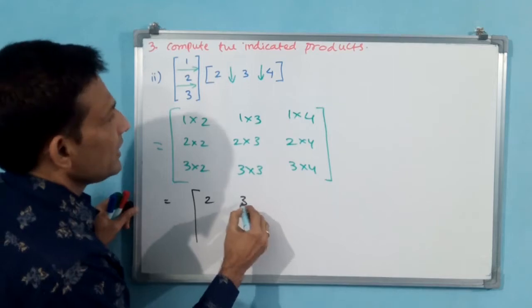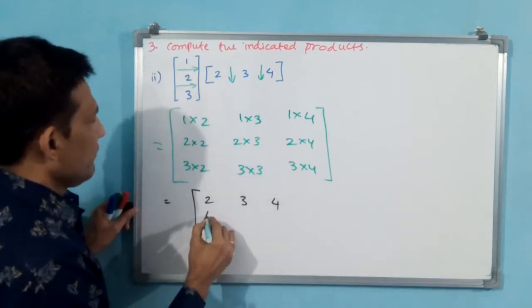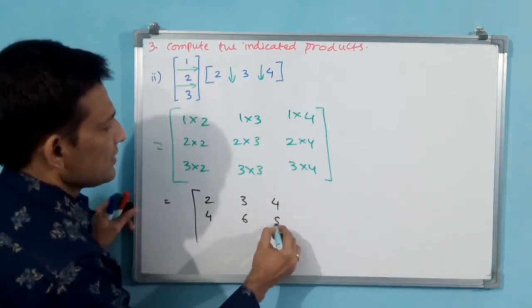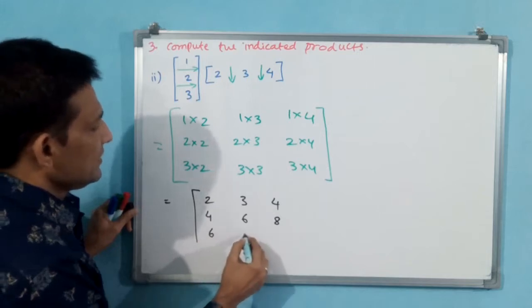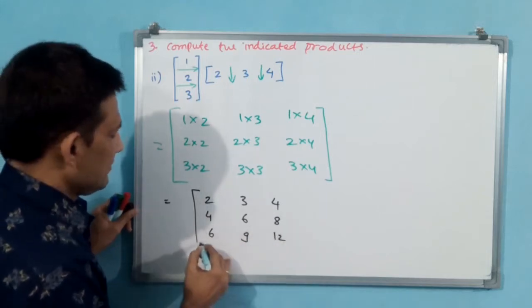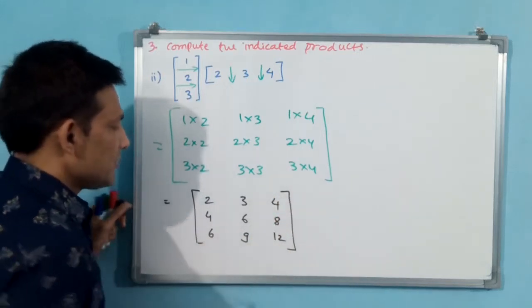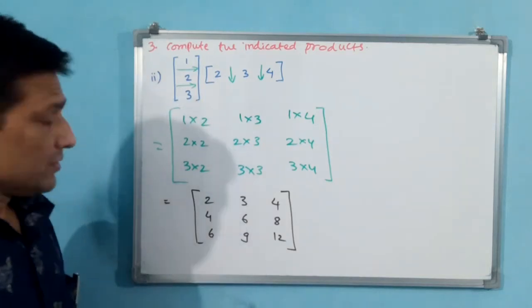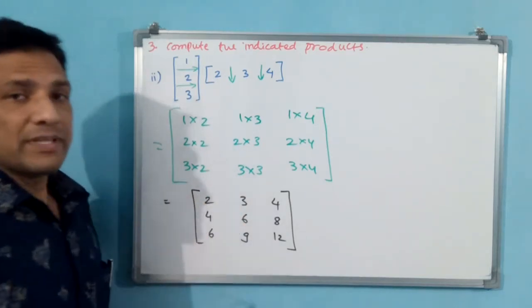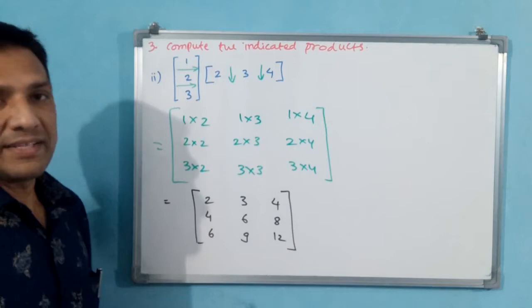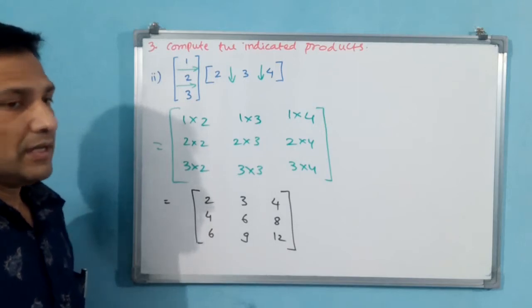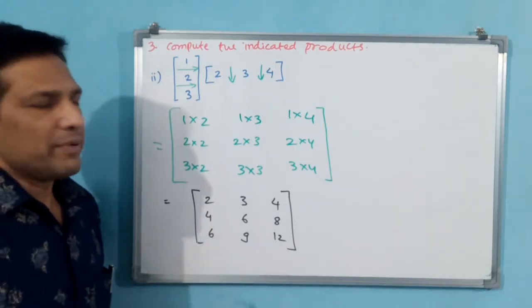2, 3, 4. 4, 6, 8. 6, 9, 12. This will be the answer. You see, 3 rows, 3 columns. A 3 by 3 matrix has come with these 2 matrices.